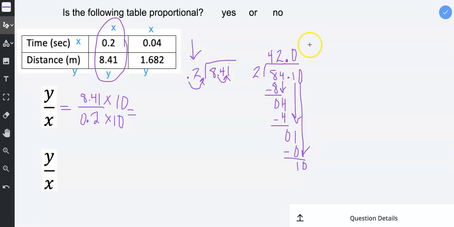2 goes into 10 exactly 5 times. 5 times 2 is 10. I subtract, and I have a remainder of 0. So I got 42.05 for the unit rate. Let's check our next point.